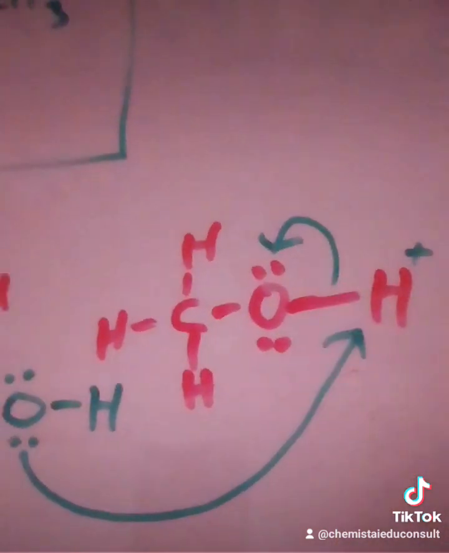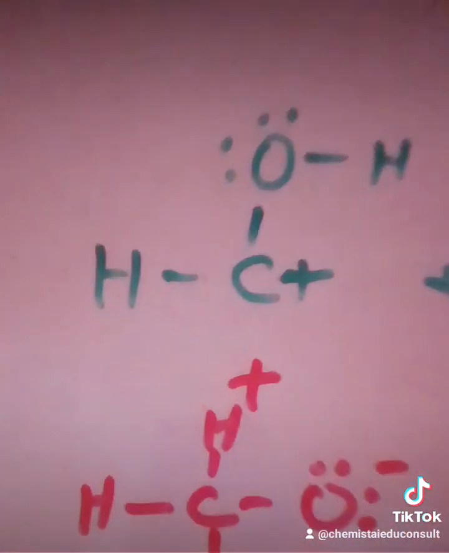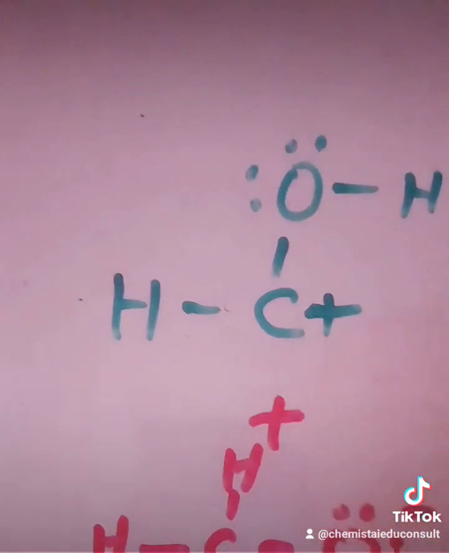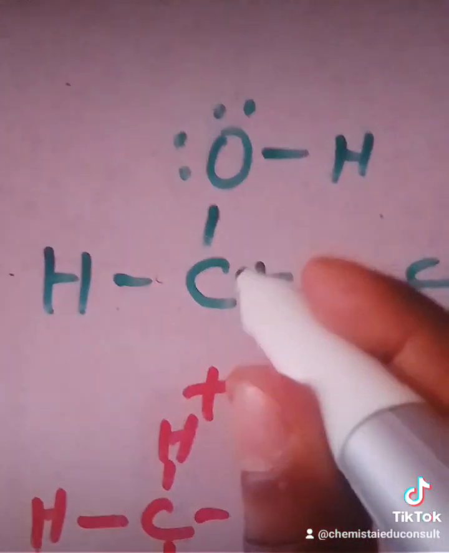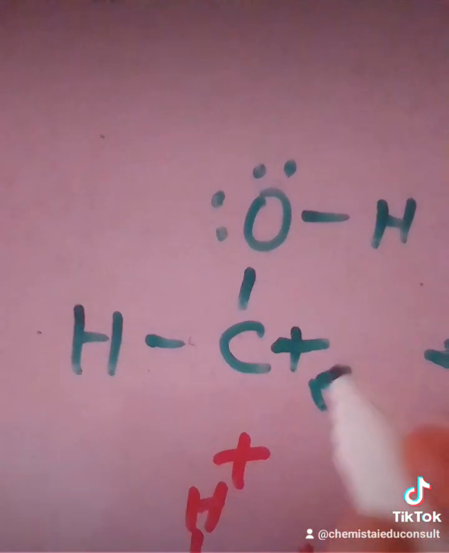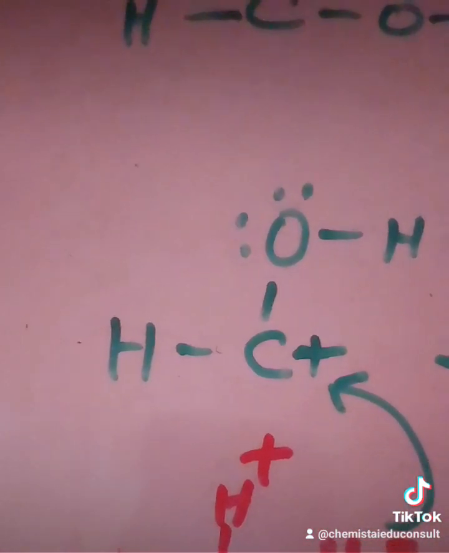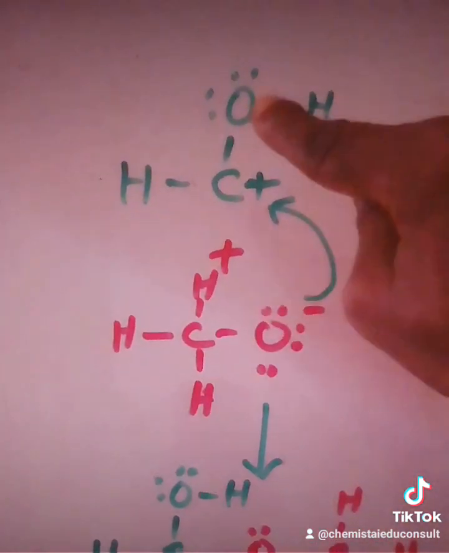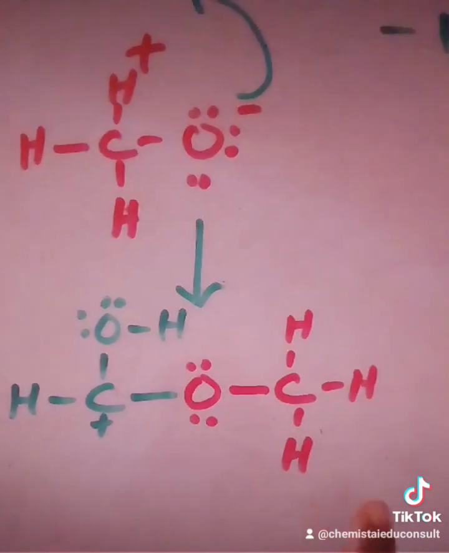Now remember, there was a methoxide formed, deprotonated methanol. This methoxide will now come in and react with this species that has a positive center, positive carbon. This excess electron will now be migrated to this positive center, and we will finally have this. So when that new bond is established, we have this species.